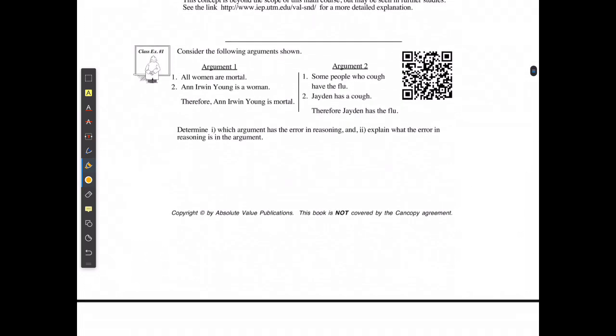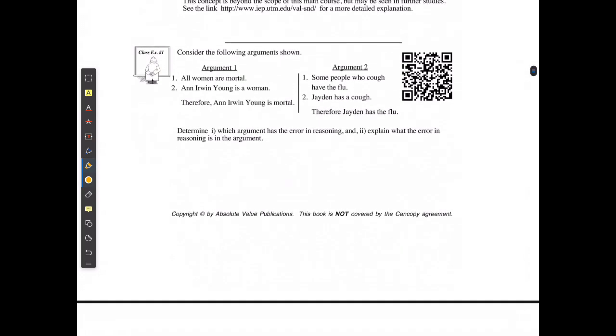Alright, let's take a look at these arguments. So concerning the following arguments. For argument 1, all women are mortal. For part 2, Anne Irving Young is a woman. Therefore, Anne Irving Young is mortal.